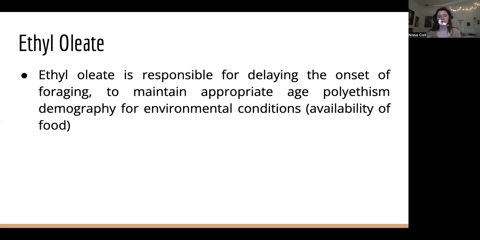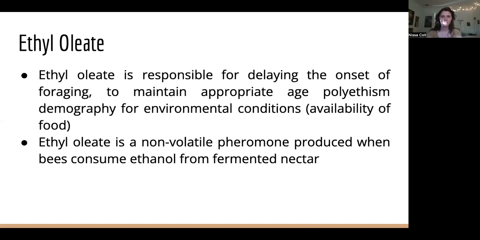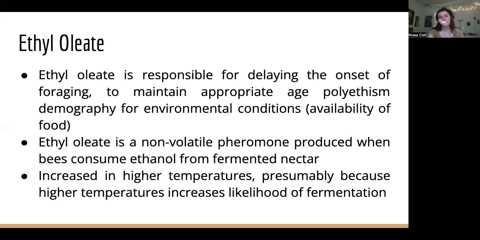Basically, ethyl oleate is produced when forager bees consume fermented nectar and the ethanol from that fermented nectar. When enough nectar is coming in, they produce more of this ethyl oleate, and the ethyl oleate tells the nurses basically not to age into foragers. So it keeps them in this young nurse bee state for longer. And I thought that this particular pheromone would be a good candidate for creating this nurse bee state in winter bees for a variety of reasons.